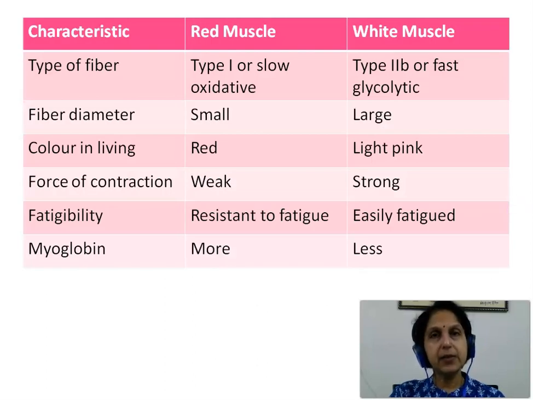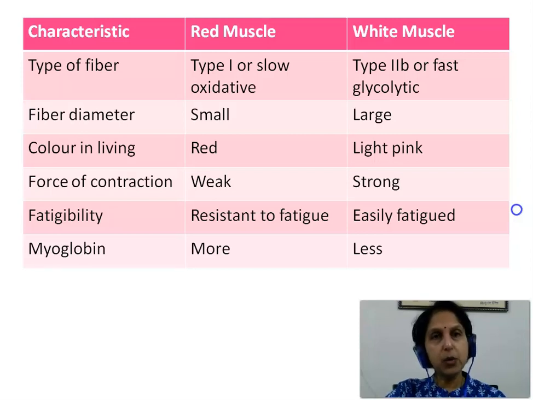Let us see differences between the red muscle and the white muscle. Type of fiber in red muscle is type 1 or slow oxidative fibers. In white muscle, they are type 2B or fast glycolytic fibers. Fiber diameter in red muscle is small, in white muscle these are large. Color in living is red in red muscle and is light pink in white muscle. Force of contraction in red muscle is weak, in white muscle is strong. Fatigability, the red muscle is resistant to fatigue while the white muscle easily fatigues.